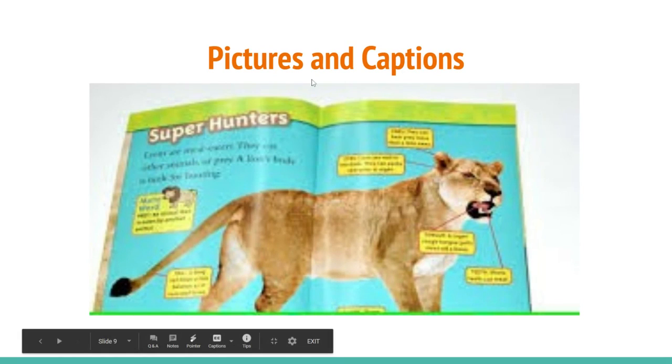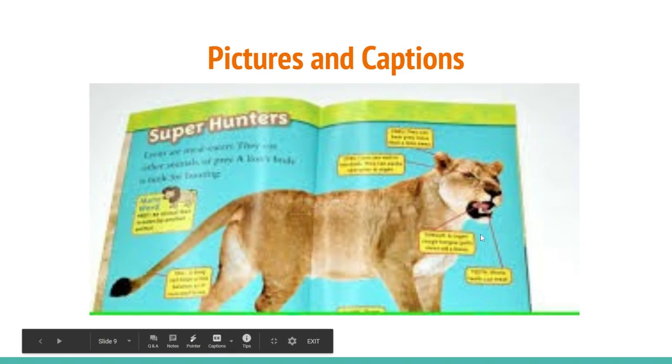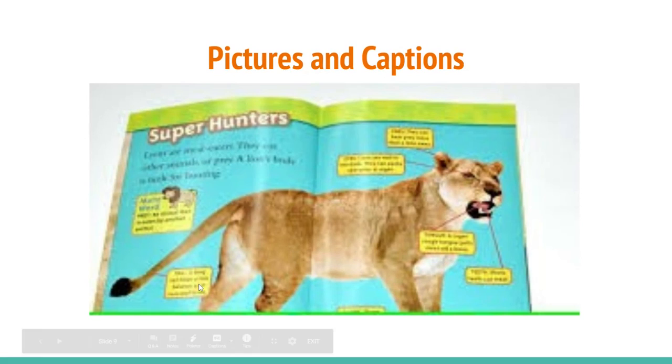And finally, we will have pictures and captions. So pictures in nonfiction texts aren't usually just to look at for fun. They give us more information about what we just read. So this picture is giving us more information about the lion. And it's telling us about its teeth and its mouth and how its ears work and why its tail is important.